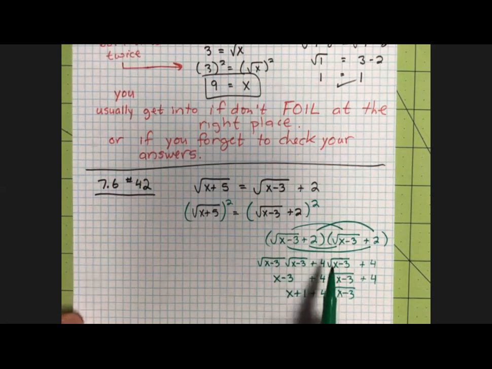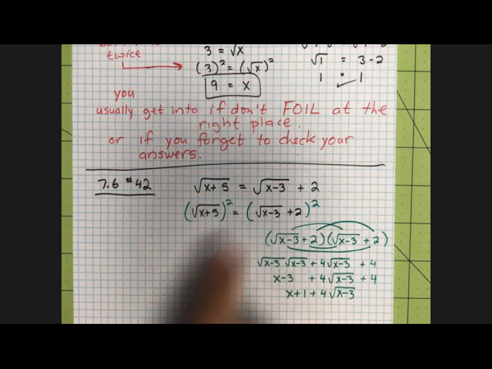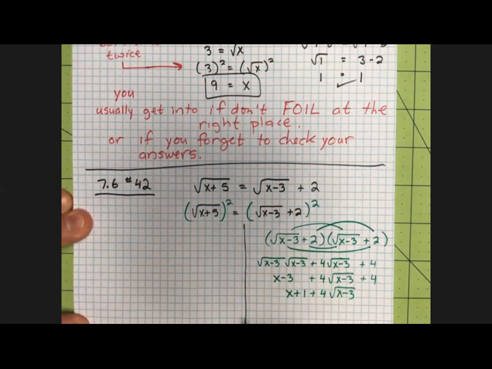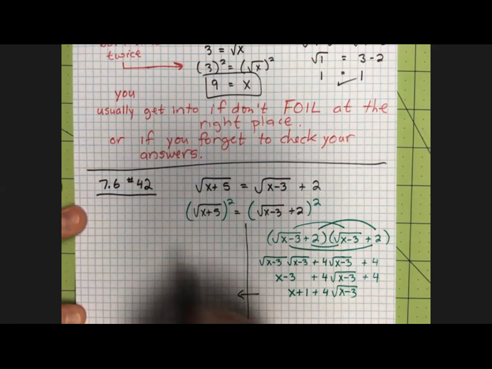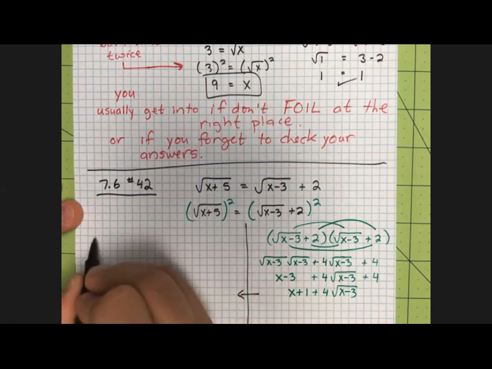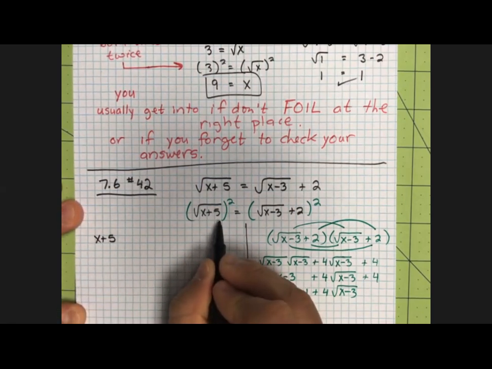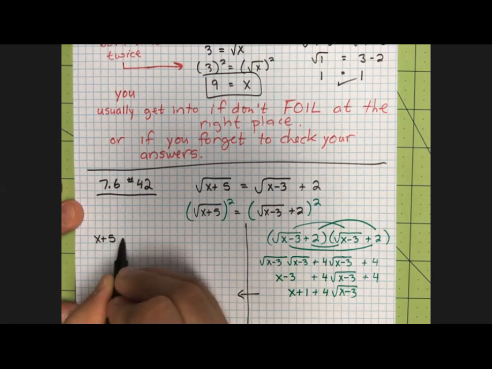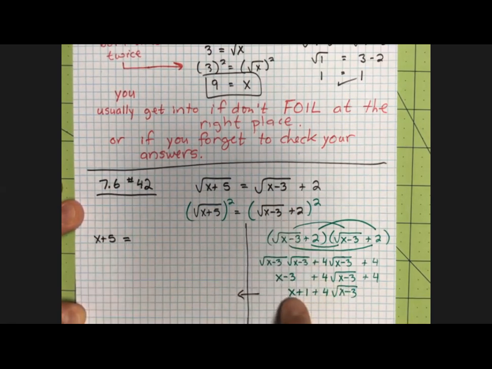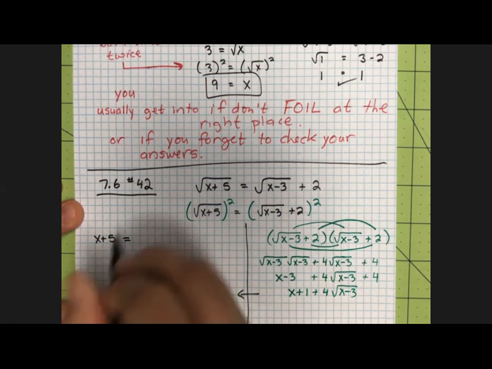It doesn't hurt to do this out on the side if you know you're going to have to FOIL anyway. You could do this out here on the side and then bring it into the problem. Okay, let's bring it over to the problem. When I square the left side, I get x plus 5, and that's not more complicated than that. When I square the right side, I get this: x plus 1 plus 4 times the square root of x minus 3.